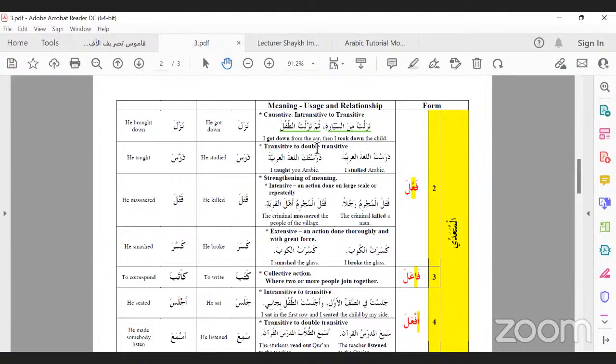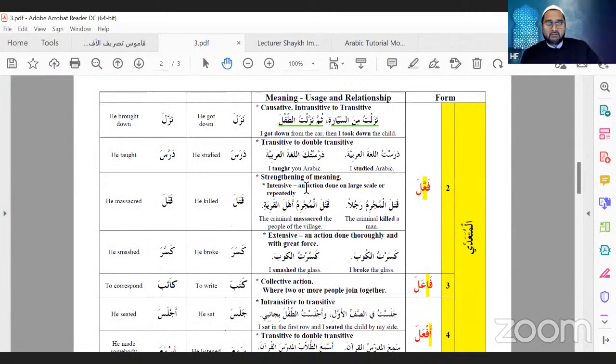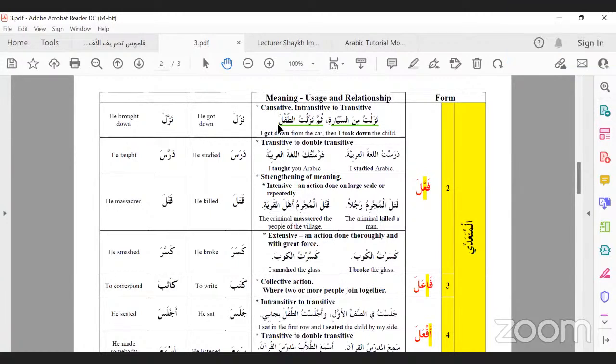Okay, thank you. So the second one where it says thumma nazaltu at-tifla, it means then I brought the child down. Exactly. Now it makes sense. At-tifla is the object. It has a fatha at the end. Yes. Okay, thank you so much. Huma, is that clear for you as well?